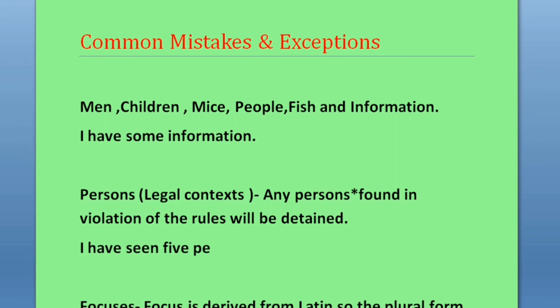So see the next example. I have seen 5 persons. So this is totally incorrect because you are saying this in general. Okay, because in general we use people as plural, so we have to say I have seen 5 people, not persons.